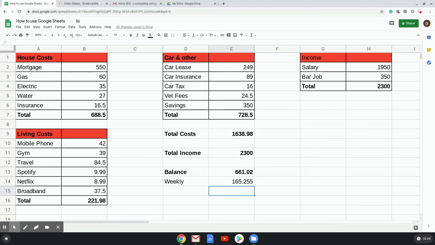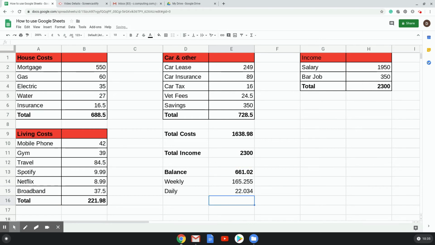you your weekly amount. Or maybe you want to check out how much you have on a daily basis. Let's work on the basis of there's usually about 30 days in a month. Equals your balance, divide by 30.